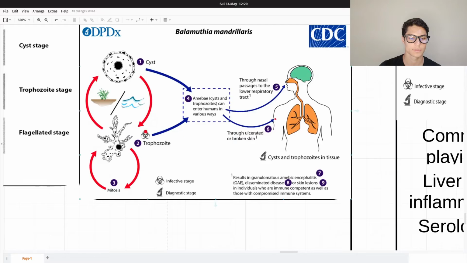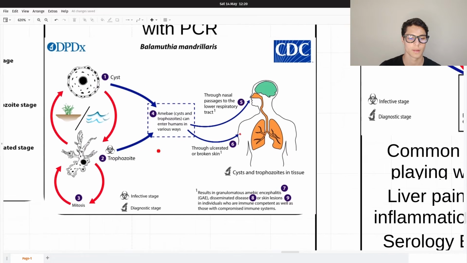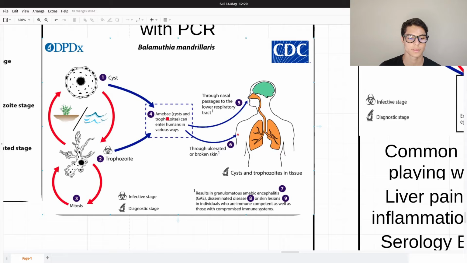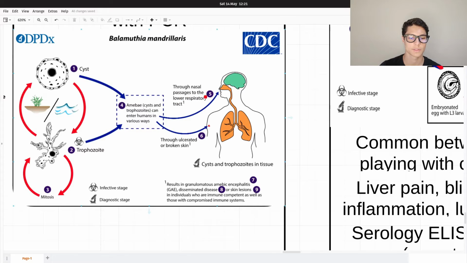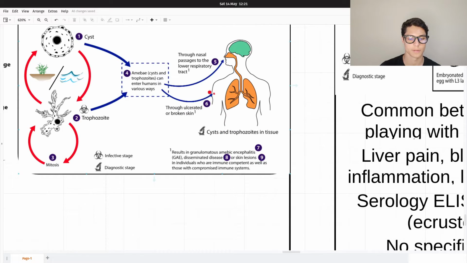Here again, the cyst, the trophozoite, reproduction through mitosis, and amoebae, cysts, and trophozoites can enter humans in various ways: through nasal passages to the lower respiratory tract, through ulcerated or broken skin. So if you have a wound, they will enter, and then they cause the diseases.